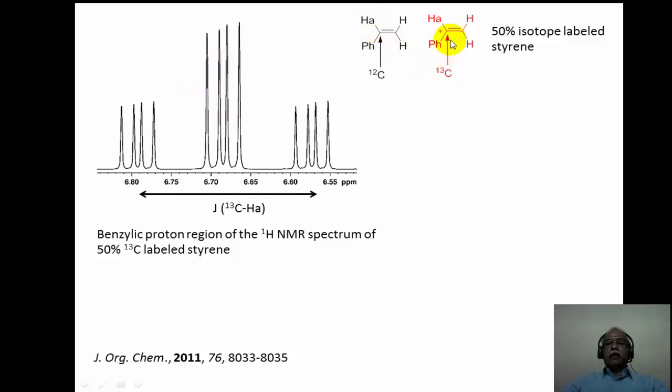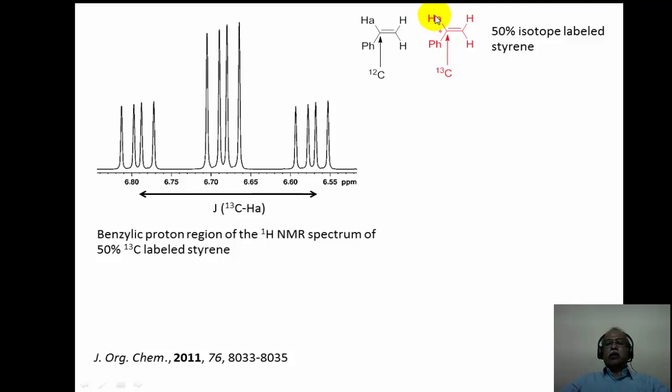The satellite spectrum is specifically labeled to an extent of 50%. That is the reason you have very high intensity of the satellite peaks here, because this is a labeled compound. So 50% of the molecules have this carbon, which is carbon 13, that should couple with HA into a doublet. So you see this large coupling, which corresponds to the carbon 13 HA.